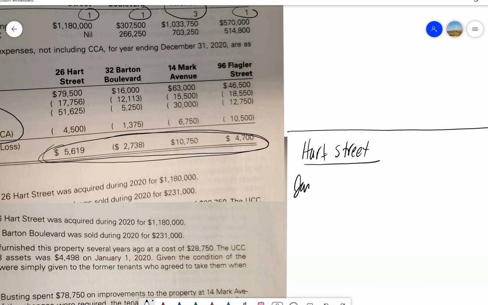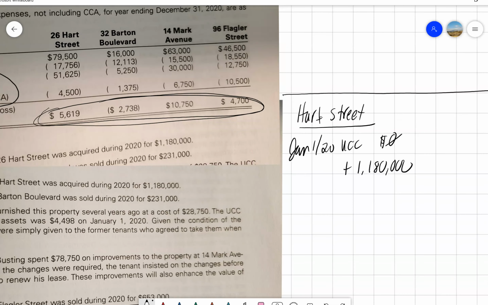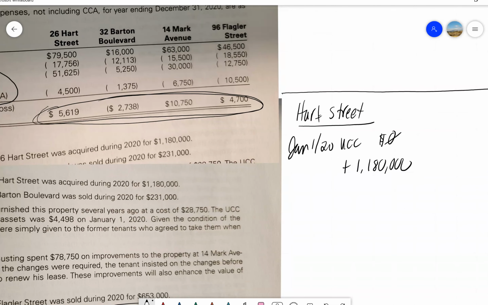So we know that at the beginning of the year, the UCC for this property would be 0 because it was a brand new building. During the year, we bought the building for $1,180,000. Now, all the amounts in this question are excluding the land. Obviously, there would be land involved as well with the purchase of a rental property, but in this question, we're just ignoring that aspect of the purchase and disposition. So we're just focusing on the building aspect.